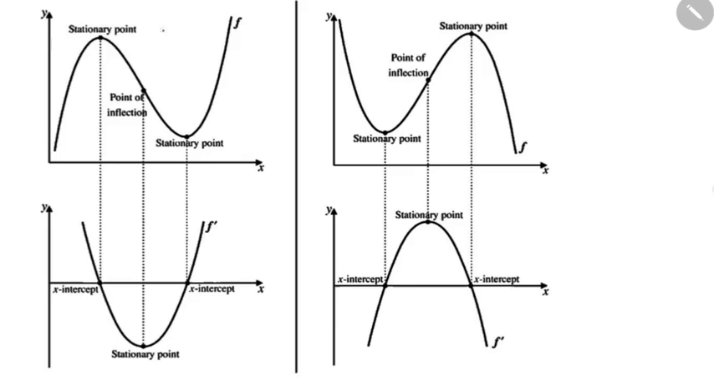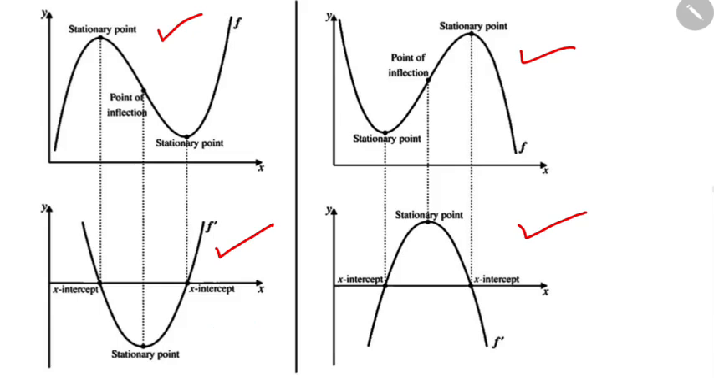Must remember, this is a positive cubic graph, this is a negative cubic graph. Now the derivative of the cubic graph is a parabola, that you know. Now the gradient of the tangent is equal to the gradient of the graph at the point of tangency. So the gradient of the graph is the first derivative. So the first derivative of a cubic graph is a parabola, this one.